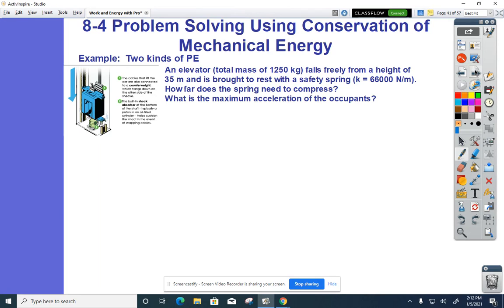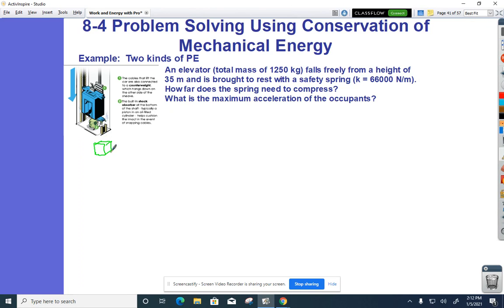Let's go ahead and consider this thing over here. I'm going to redraw this just so I can add some things to it. Here's the elevator. It's at a height of 35 meters above where the spring is. So let's draw that spring like this. And certainly the spring is attached to the ground somewhere. But when this thing falls, unfortunately, by the time it gets to this point, it's going to be moving quite fast. It hasn't hit the spring yet, hasn't compressed it yet.